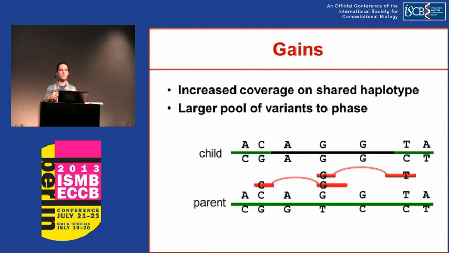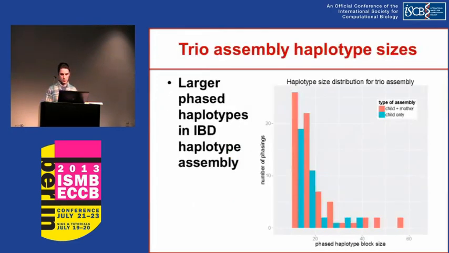However, if you have a parent and you assemble them jointly with the child, then you can bridge those flanking regions with the parent, and then you can use the shared haplotype to get the assembly for the child through that region. So if you do this trio haplotype assembly, we show that, so this is the phased haplotype block size, and this is the number of phasings. If you assemble them together, then you get more haplotypes, and you also get larger haplotypes.